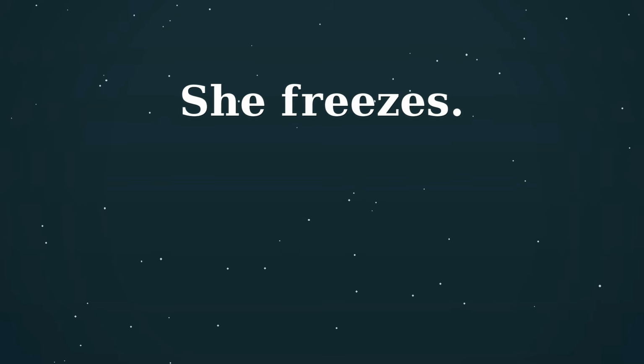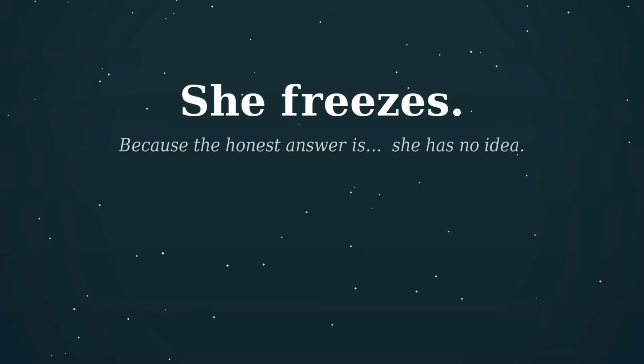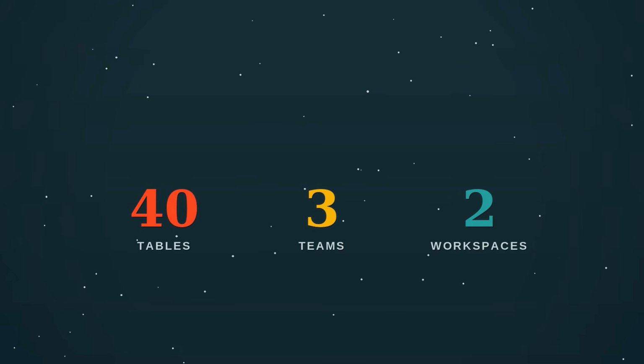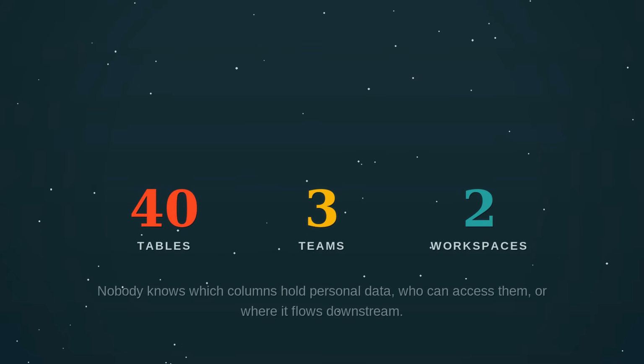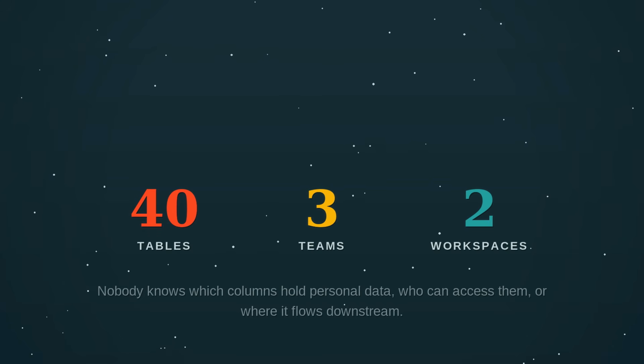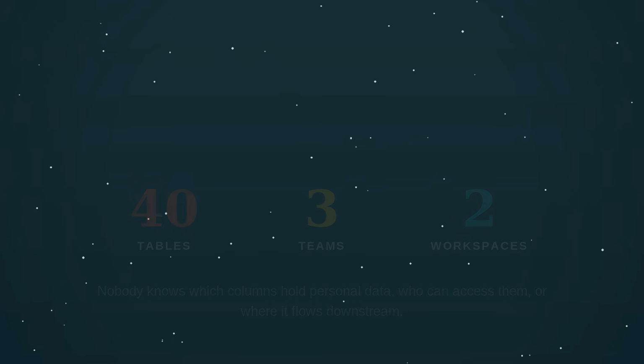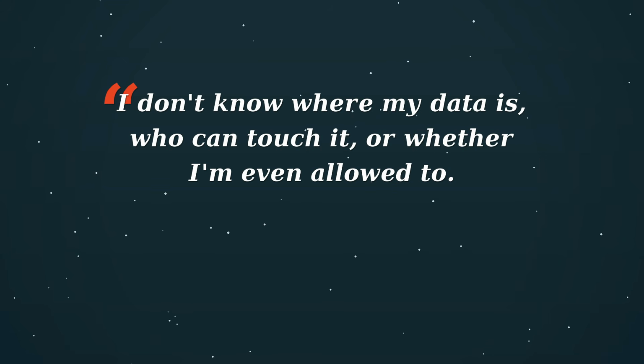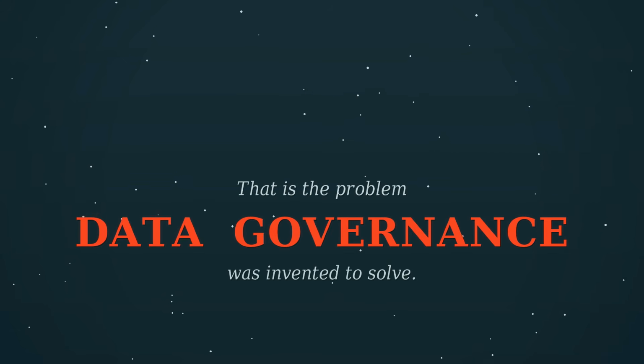And she freezes, because the honest answer is she has no idea. Customer data is in 40 tables across 3 teams in 2 workspaces, and nobody actually knows which columns hold personal information, who has access to them, or where that data flows downstream. That right there, that feeling, "I don't know where my data is, who can touch it, or whether I am even allowed it." That's the problem data governance was invented to solve.